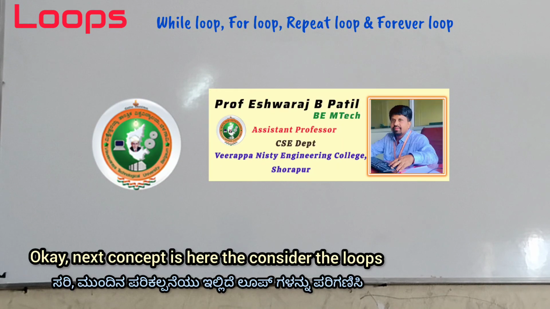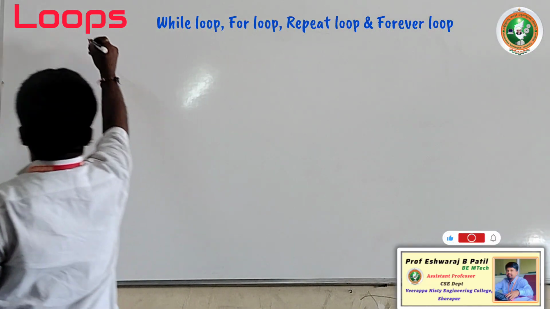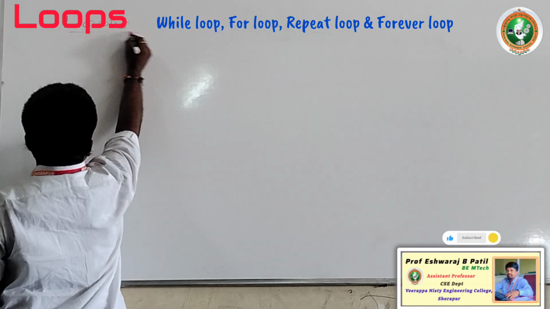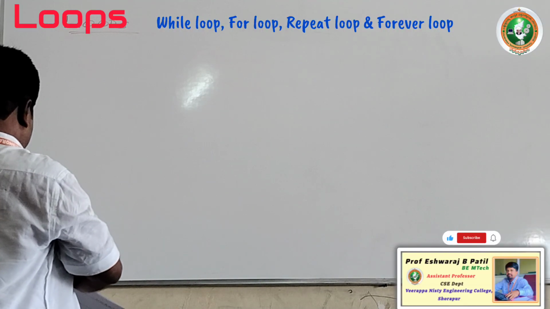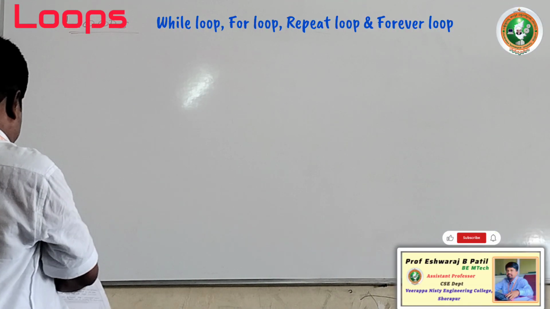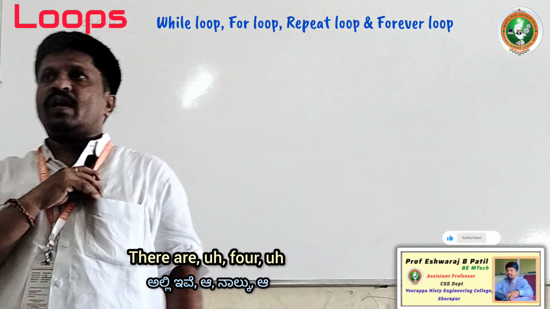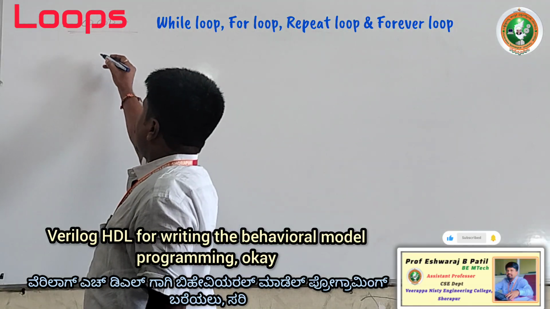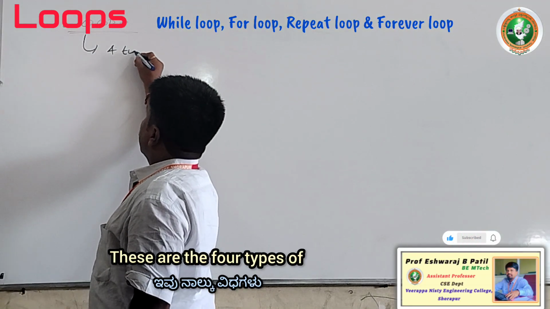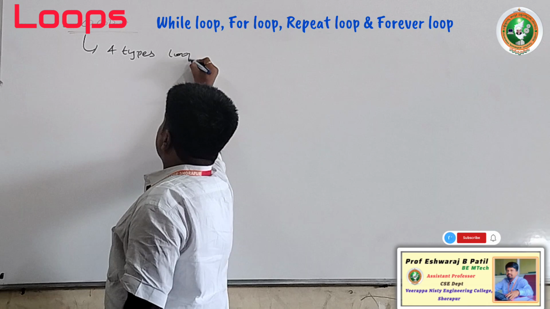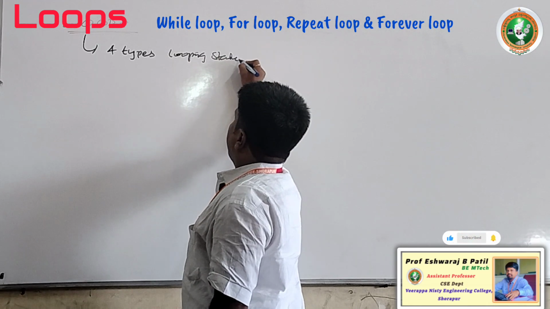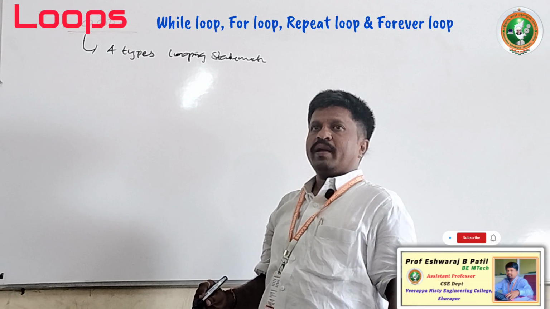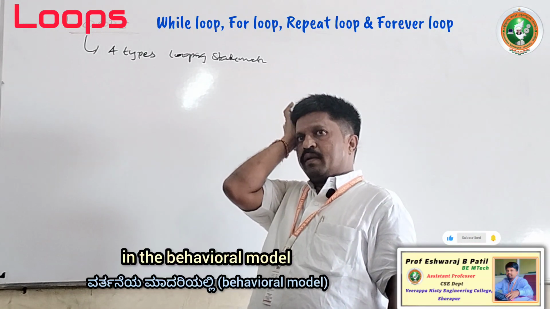Okay, the next concept is loops. There are four types of looping statements in Verilog HDL for writing the behavioral model programming. These are the four types of looping statements for writing the digital design SystemVerilog code for my digital system in the behavioral model.